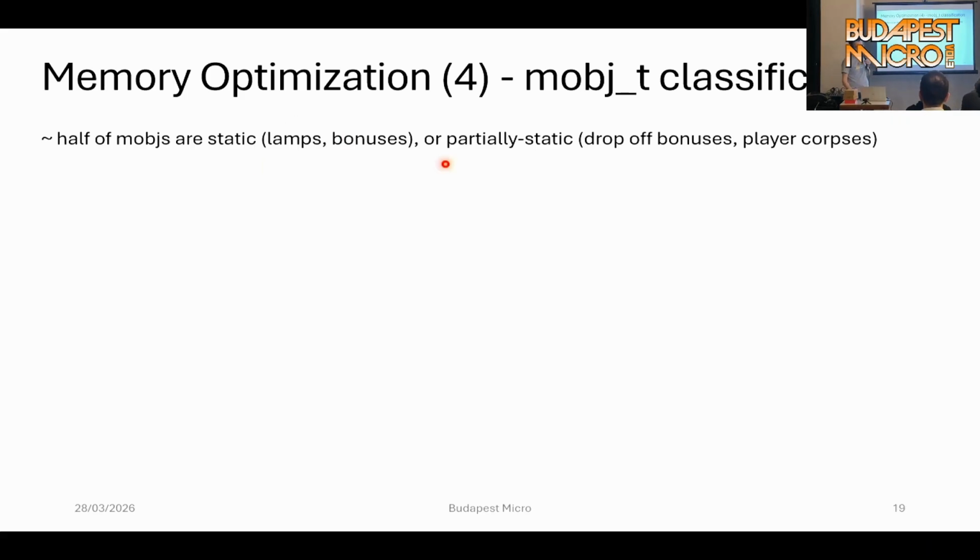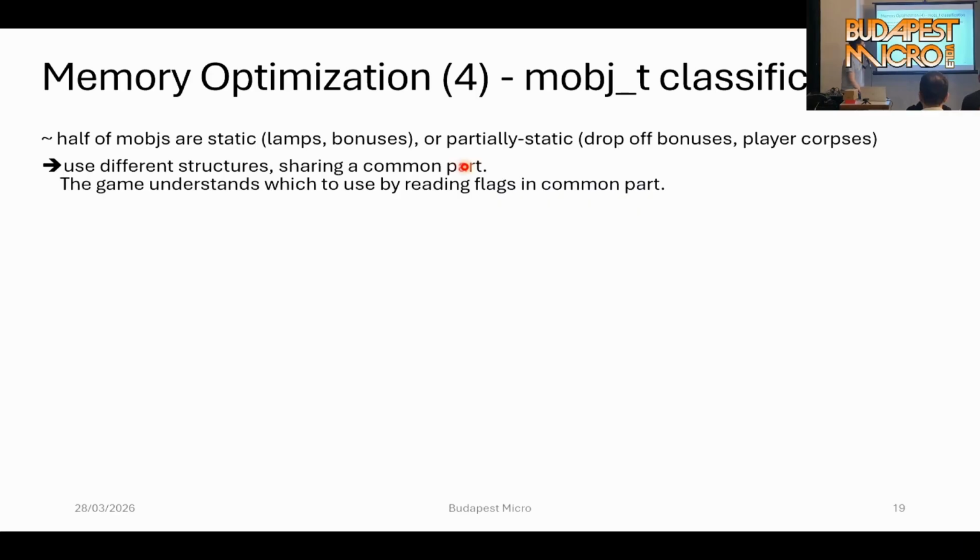Or they can also be partially static. That is, when you kill an enemy, it will drop a bonus, or when you kill a player in a multiplayer match, there will be the player corpse. But it won't move, so basically they will have a limited number of members. So we can use different structures sharing a common part, and the game understands which one to use by checking the flags stored in the common part.